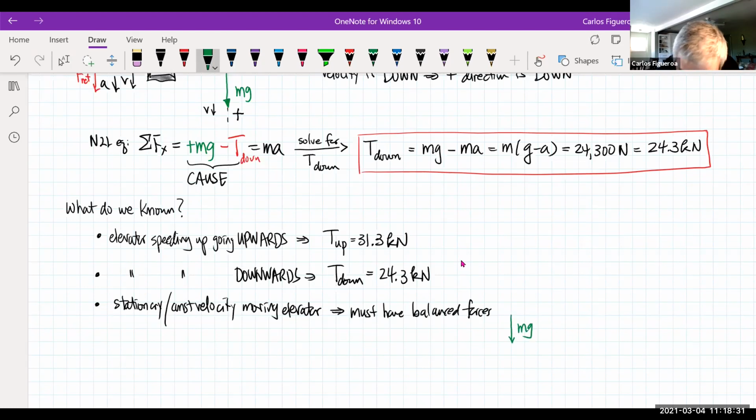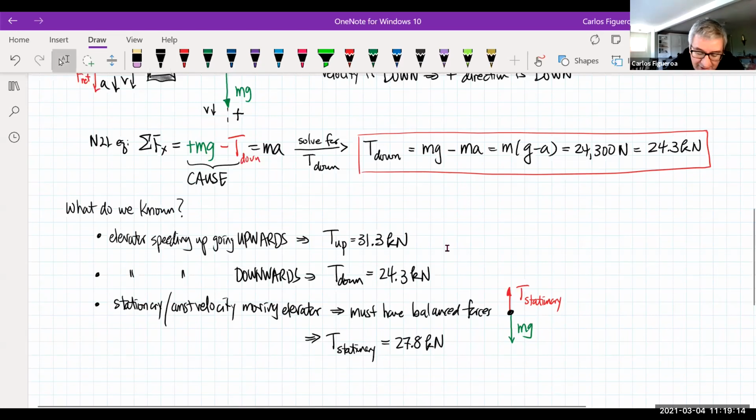And if I have balanced forces, the only way this could be true is that the force of gravity balances out the tension, right? It balances out the tension. And in this case, I'm going to just say stationary. And we already know what the weight is. So this tells us that the tension, when it's stationary, must be the weight, but the weight we already know because it's given: 27.8 kilonewtons.